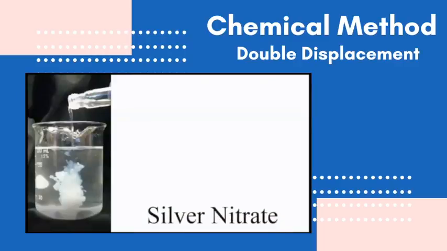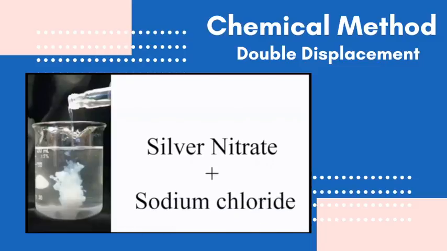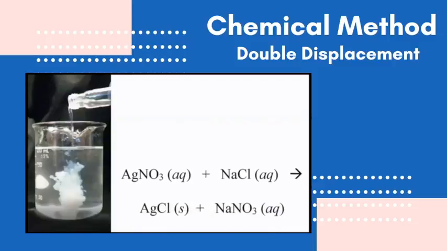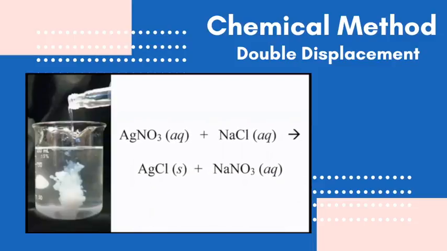So now we will move on to the next method, which is the double displacement method. We will look at the chemical reaction of silver nitrate plus sodium chloride. Please refer to the chemical equation provided in the lecture notes. Silver nitrate is AgNO3 and sodium chloride is NaCl. In this equation, aq means aqueous, which is dissolved in water, and the s after the silver chloride means solid or precipitate.